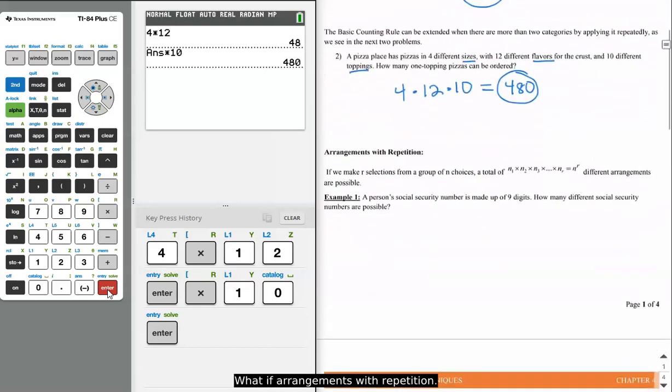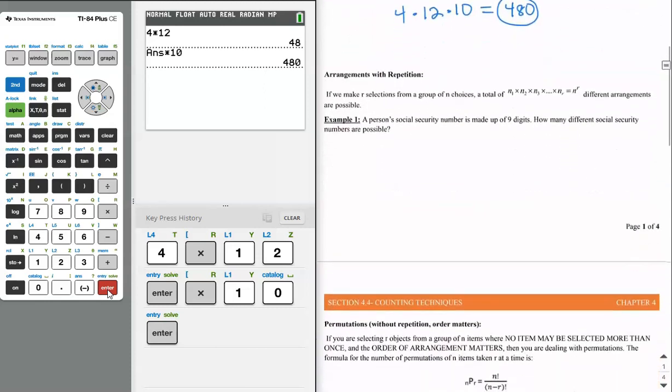So what about arrangements with repetition? It says if we make our selections from a group of n choices, a total of n sub 1 times n sub 2 times n sub 3, and so on, or n to the r, different arrangements are possible.